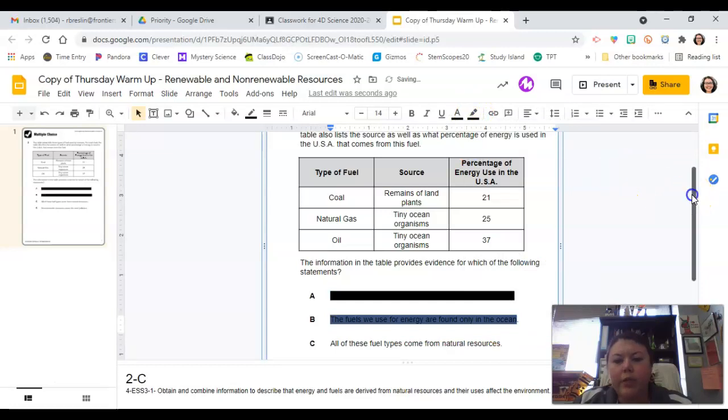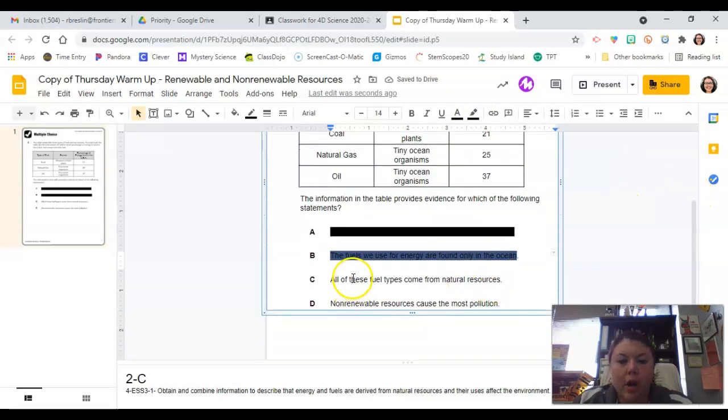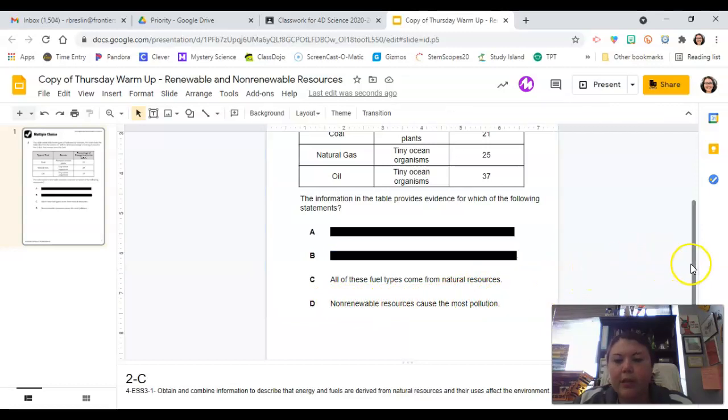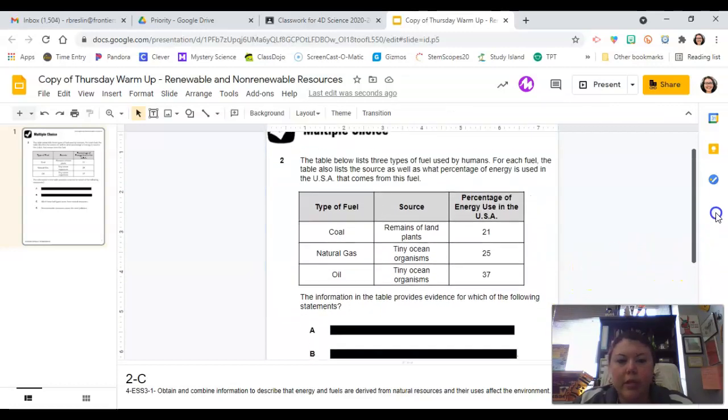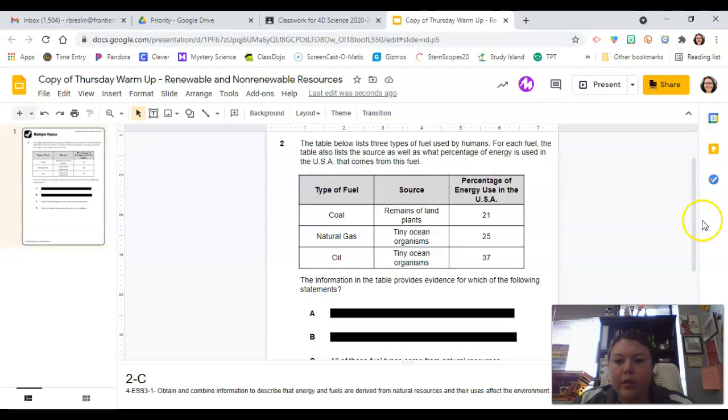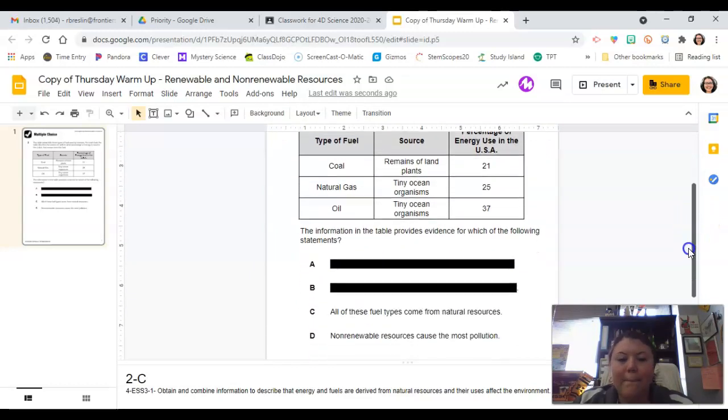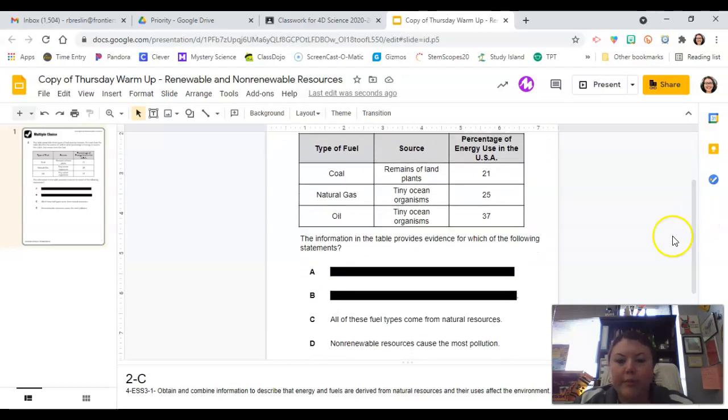And then we are left with 2 options. All of these fuel types come from natural resources, or non-renewable resources cause the most pollution. I'm going to leave you with those 2 choices, and you try to make sense of what you see on this chart and which is the best choice. I'll let you know tomorrow what the answer is. Bye! Oh, wait, just kidding.